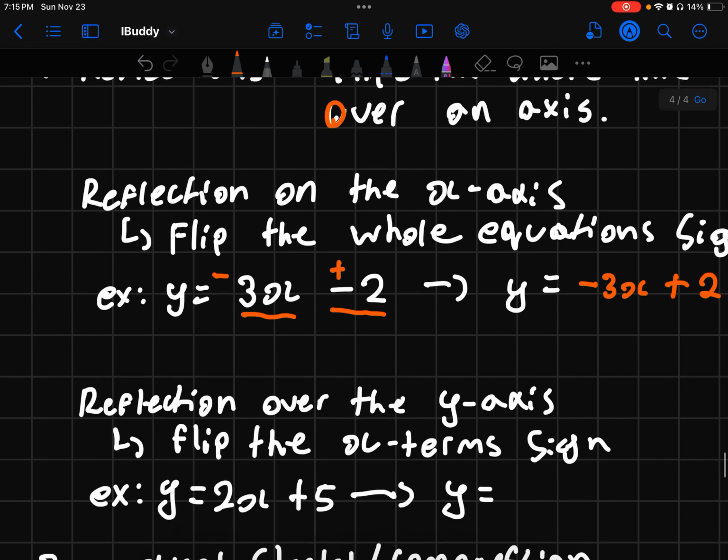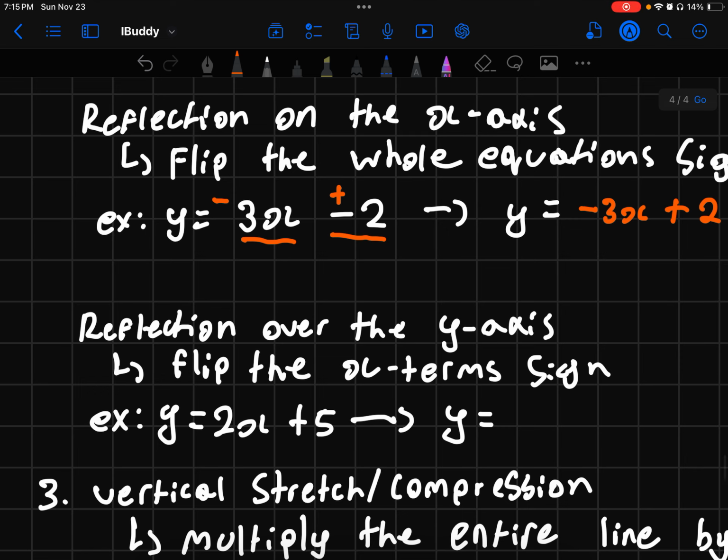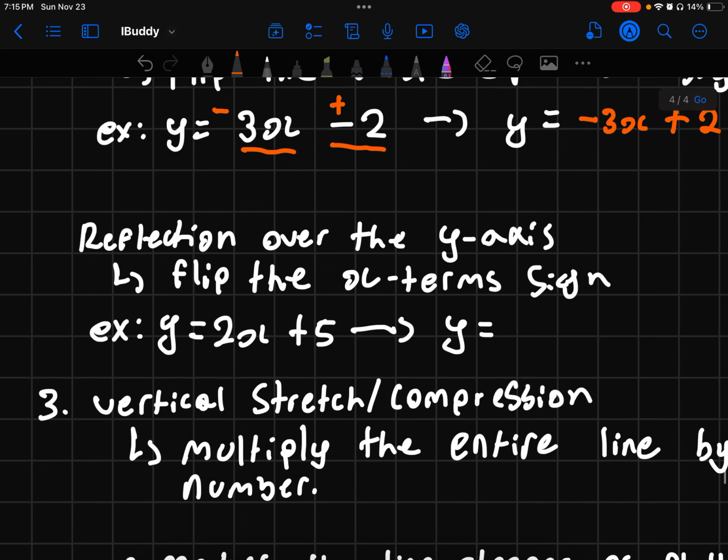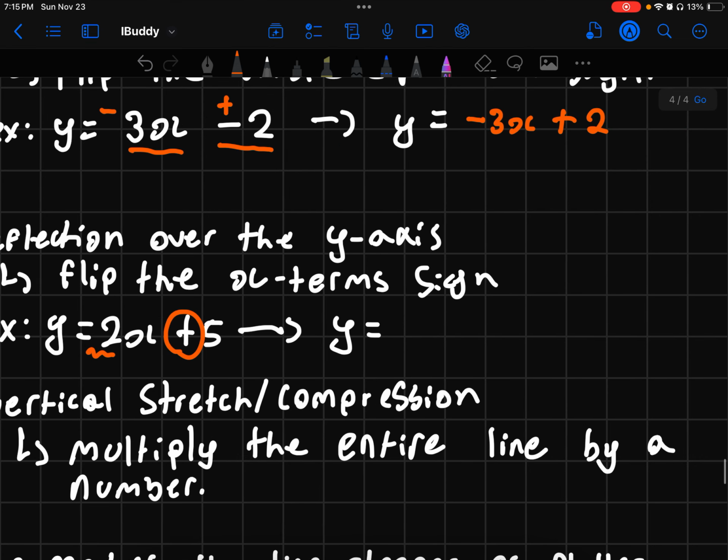For the y-axis, it's pretty similar, but here you only flip the x term sign. So instead of also flipping this, you only flip the sign of what's over here. So basically, this would turn into y equals negative 2x plus 5. So the plus stays the same.